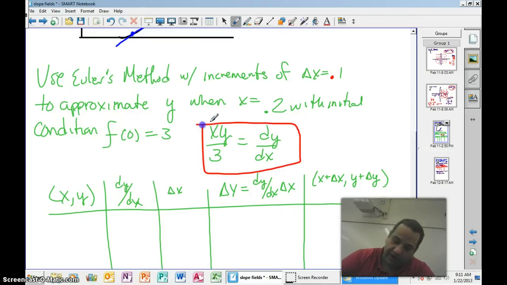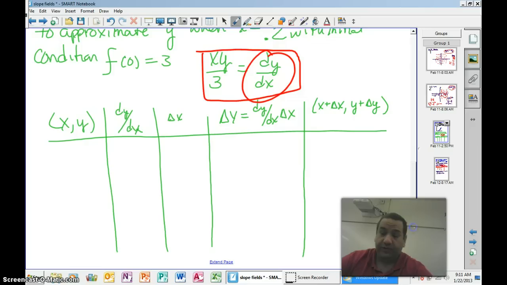They usually give you an equation. If they don't, you have to make the equation. You have to find the derivative. Okay, that's what this is. You have to find the derivative. And now I'm going to follow this table. It's not taught like this in the book, but my x, y is my initial condition. My initial condition is 0, 3. So it has to be 0, 3.